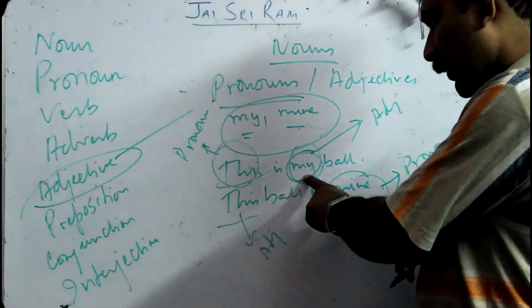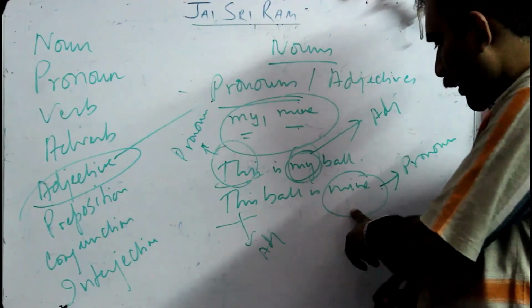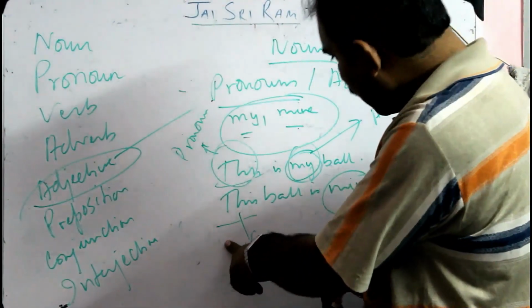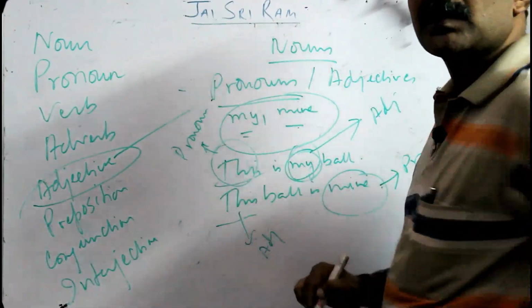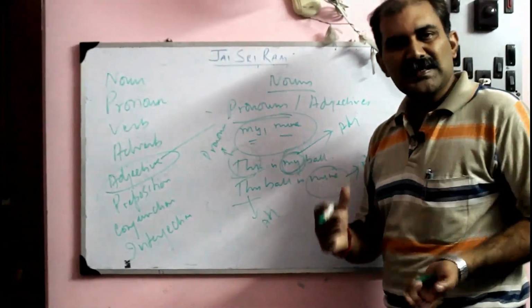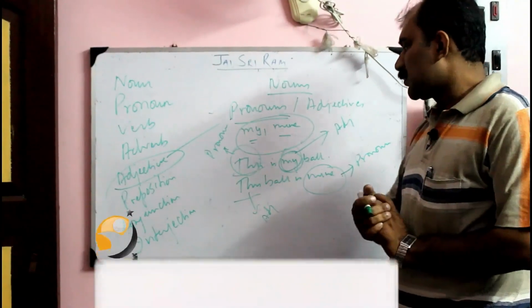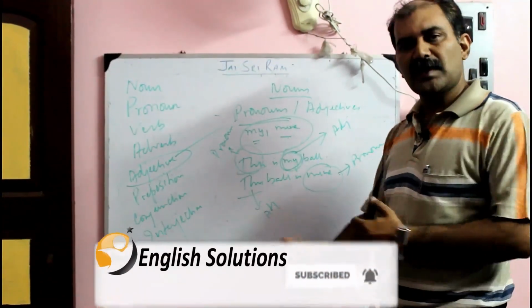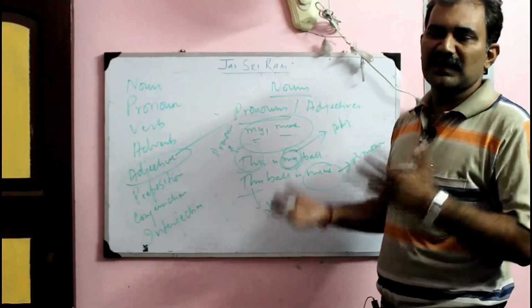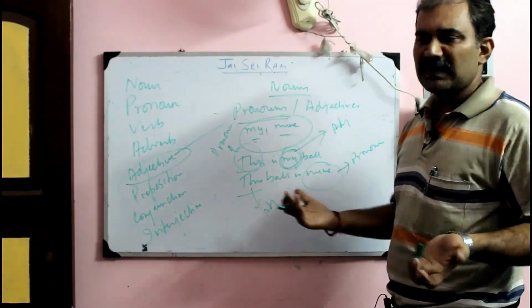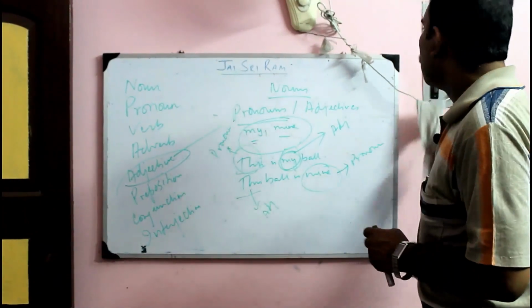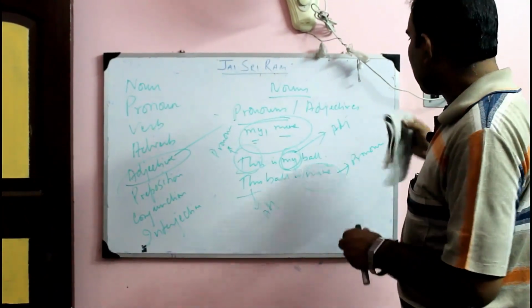This is an example of possessive adjective, this is an example of possessive pronoun, this is an example of demonstrative adjective, this is an example of demonstrative pronoun. That's why if you read the chapters of pronouns and adjectives, you shall find many similar categories: demonstrative adjectives, demonstrative pronouns, distributive adjectives, distributive pronouns, possessive adjectives, possessive pronouns. Let us move on to the next part of speech, that is verb.